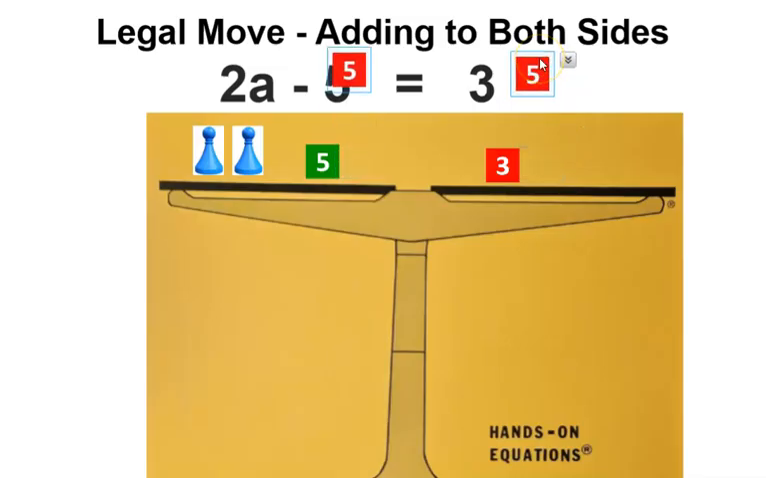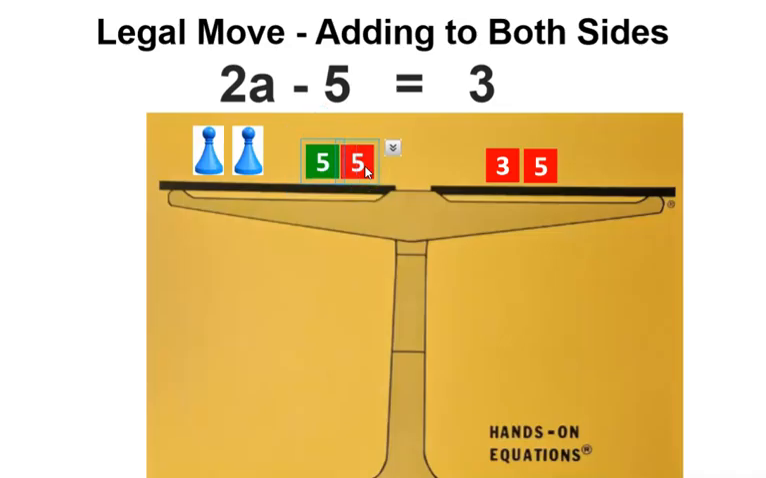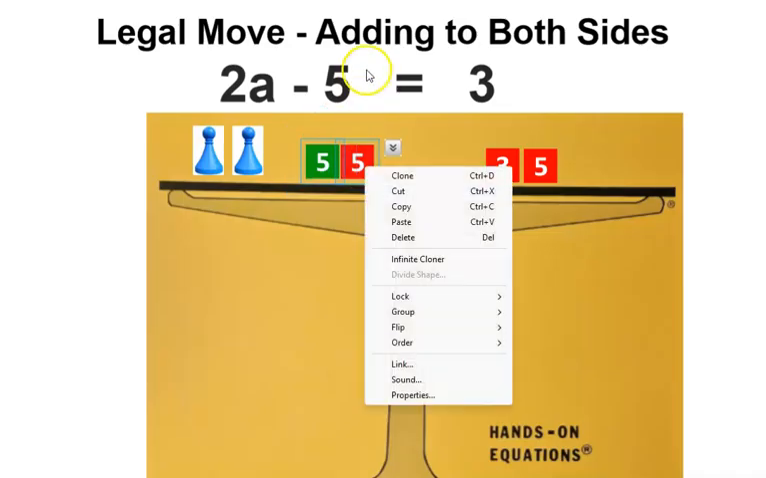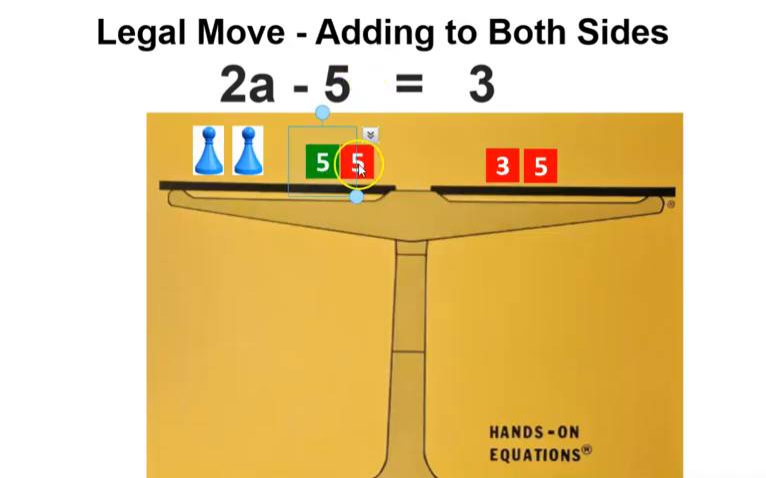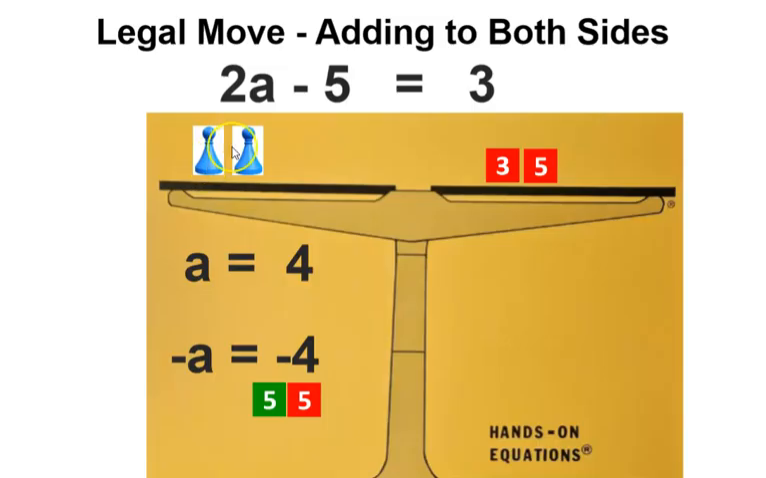And this is our legal move. With two hands, I hold it up and I set these 5s on the scale at the same time. And this allows me to have this zero pair, which now can be removed. So now I have the legal move of taking off with one hand a zero pair. So when this comes off the scale, it's clear that our a equals 4 because 4 and 4 makes 8, and I have 8 on both sides. And let's go ahead and say that means the negative a equals negative 4.